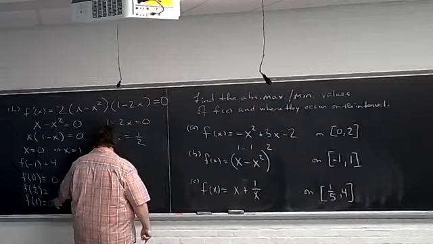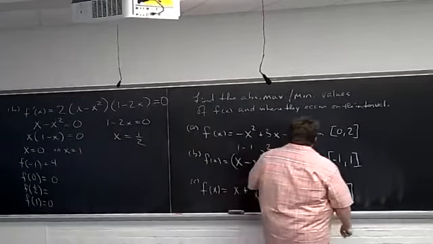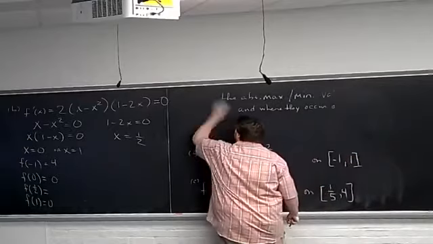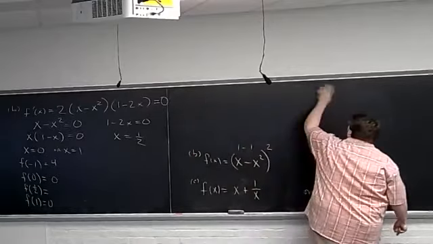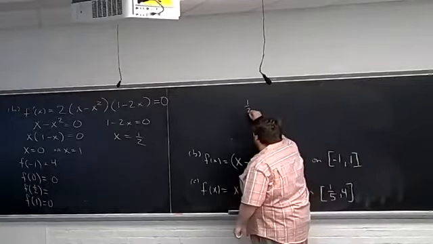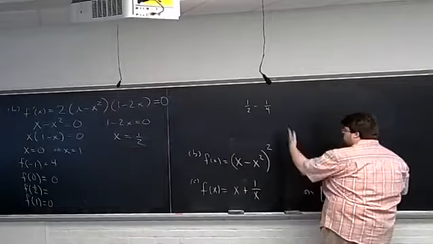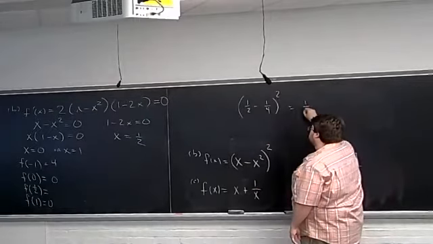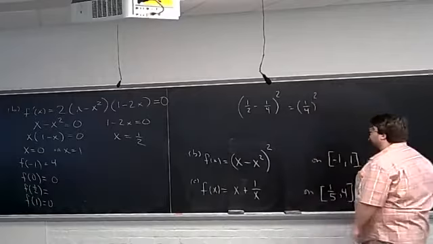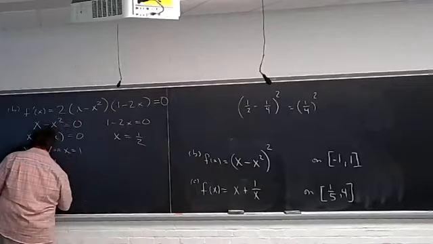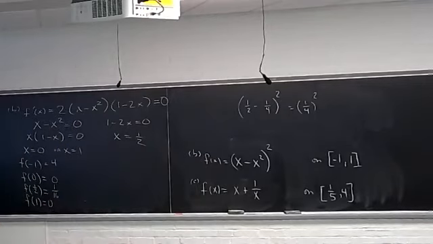And how about f at 1/2? Well, I guess I can erase this up here. F at 1/2. Well, substitute x equals 1/2. What do you get? You get 1/2 minus 1/2 squared is 1/4. And we square that. That becomes 1/4 squared, so 1/16. So we have our 4 values here.